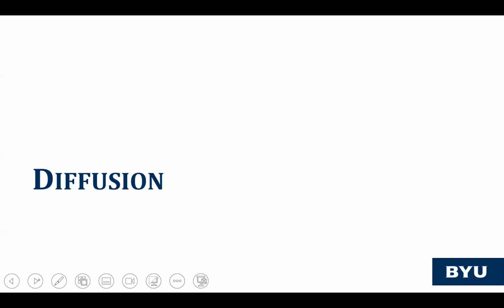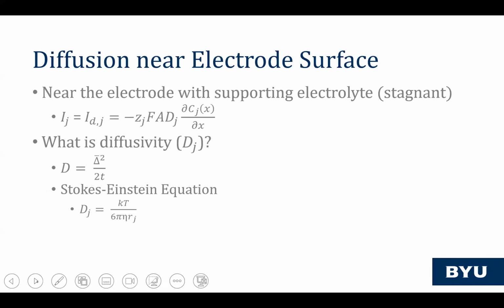Okay, some quick notes on diffusion. Diffusion is going to be used a lot as we start looking into the derivation of a lot of these electrochemical techniques like cyclic voltammetry. And so let's get a little bit of understanding about that. So diffusion occurs near the electrode surface. And so if we're near the electrode surface and we have a supporting electrolyte, we can assume that all of the current is due to diffusion if we're just reacting dilute analyte.